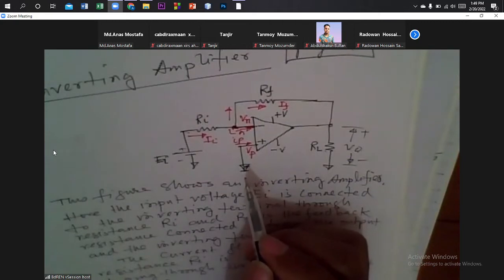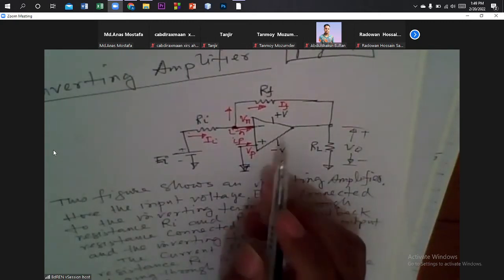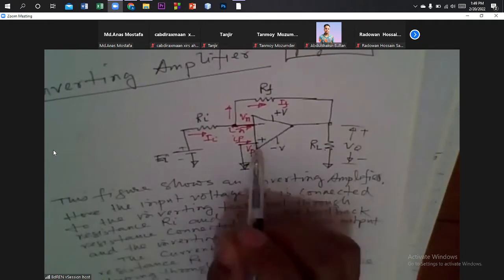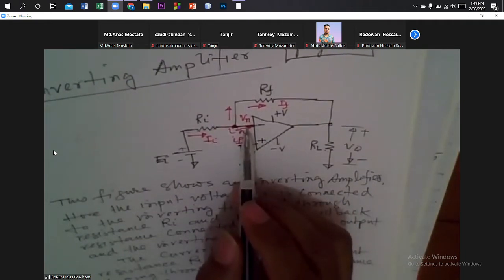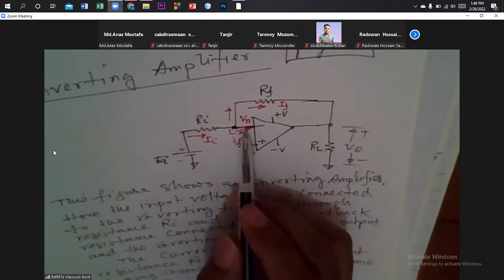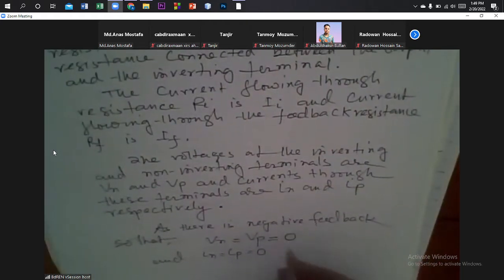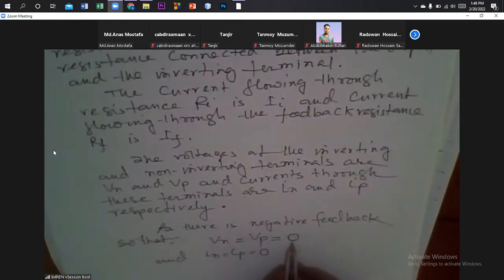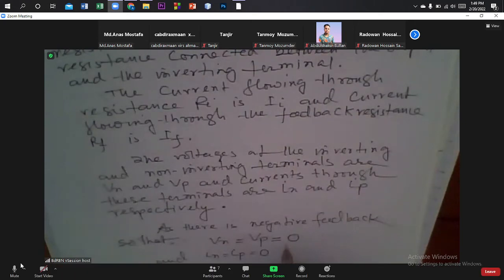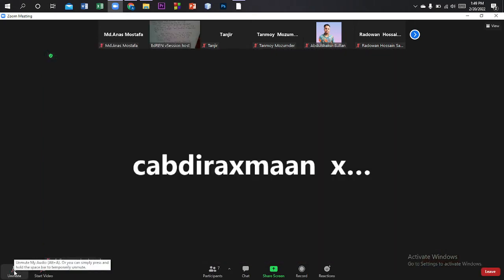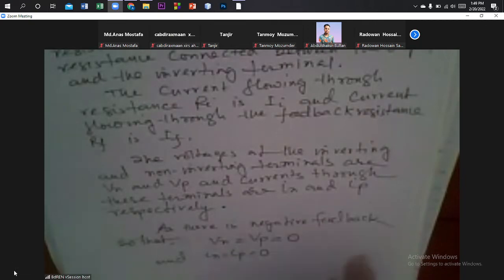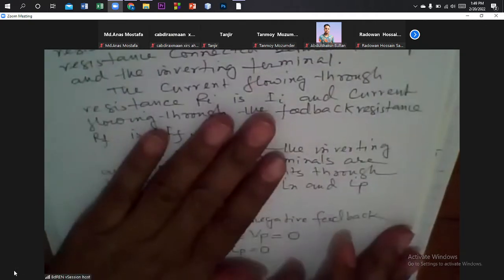Clear? Yes sir, clear. So if VP is 0, then what will be the value of VN? Zero. Because we know Vn is equal to Vp. So we can write Vn is equal to Vp is equal to 0. Clear? Yes, sir. So up to this point, everything is clear to you, okay?